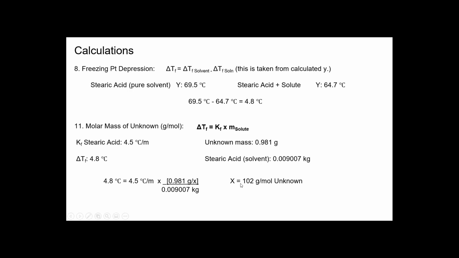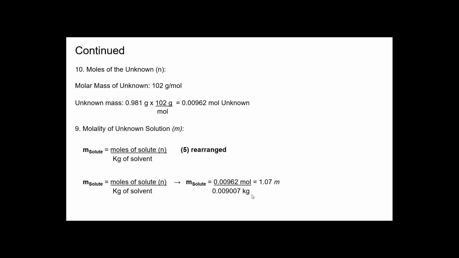And my unknown molar mass is 102 grams for my unknown. I still won't know what the solute is, but I know what my molar mass is. Number 10, moles of the unknown. So now I know what my molar mass is. I know what my mass is. I can just solve for my moles, which I do very easily. That should not be difficult to do.